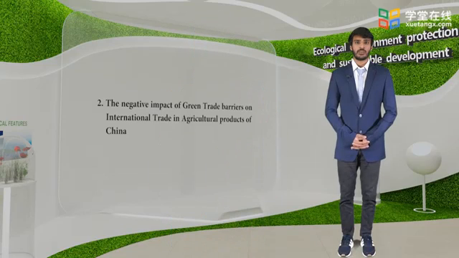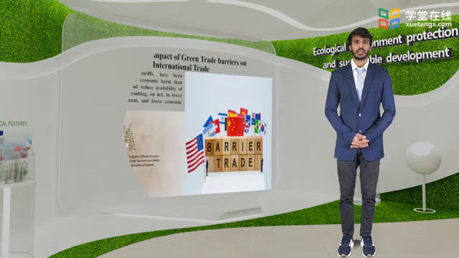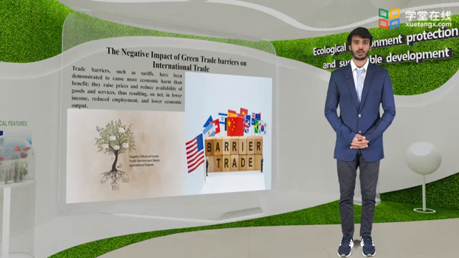Number 2, the negative impact of green trade barriers on international trade in agricultural products of China. Green trade barriers will curb the growth rate of agricultural exports. Due to the impact of green barriers, export growth momentum of agricultural products has slowed obviously in recent years.